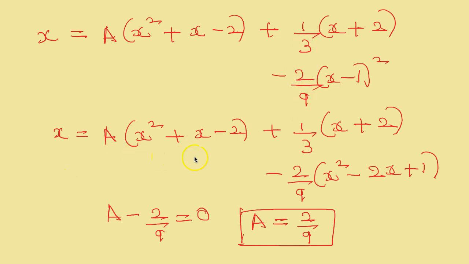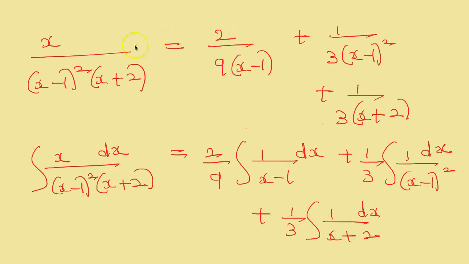Or x equal to a into x squared plus x minus 2 plus 1 by 3 into x plus 2. You expand this, so you get minus 2 by 9 into x squared minus 2x plus 1. Now in the left hand side, the coefficient of x squared is 0, and in the right hand side, coefficient of x squared is a minus 2 by 9. So we get a is 2 by 9. Substituting, we get x by x minus 1 the whole squared into x plus 2 as 2 by 9 into 1 by x minus 1 plus 1 by 3 into 1 by x minus 1 the whole squared plus 1 by 3 into 1 by x plus 2.